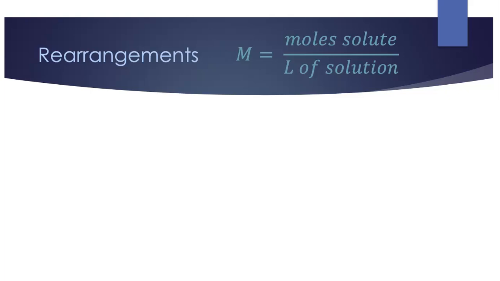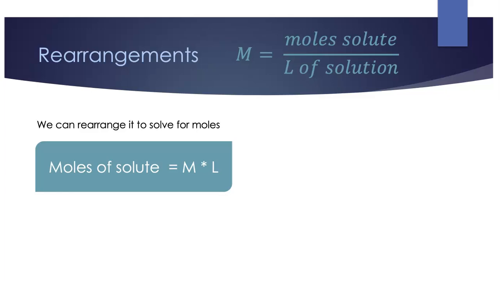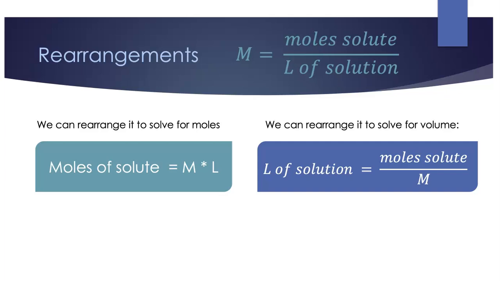Now, there are some rearrangements we can do with the molarity formula that just makes our life easier depending on what you're solving for. We often will rearrange it to solve for moles. So the moles of the solute would be the molarity of the solution times the volume of the solution in liters. This shows up in a lot of different situations. We can also rearrange it to solve for volume. All right, so the volume of the solution that we make would be the moles of the solute divided by the molarity that we're trying to get to.